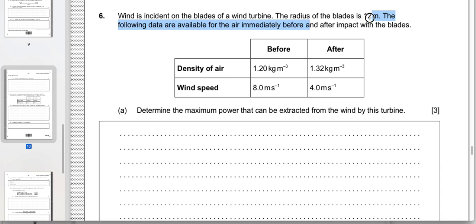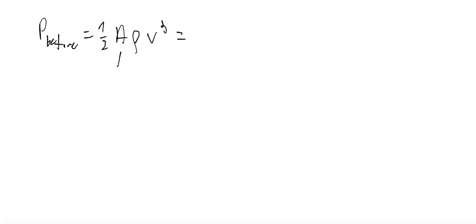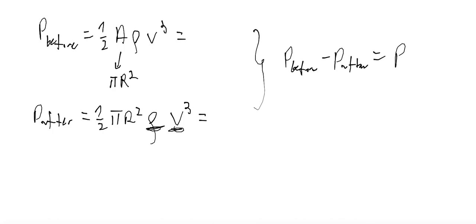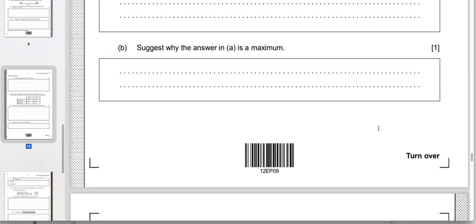The radius is given, so the area is pi r squared, and in the same way you have to calculate the power after: half of pi r squared, which is the same, but the density is different and v is different. The difference between the bigger and the smaller, so before minus after, gives the power extracted by the turbine.